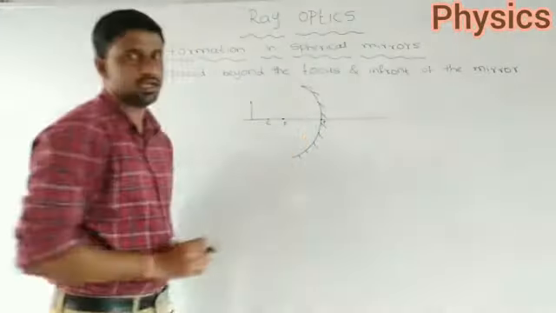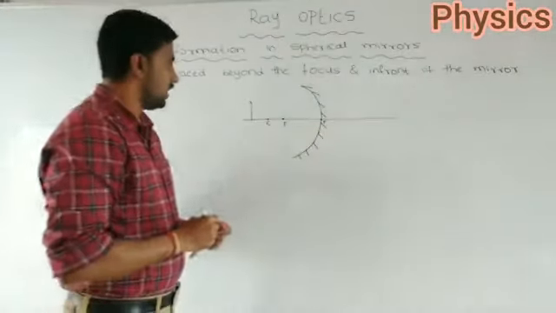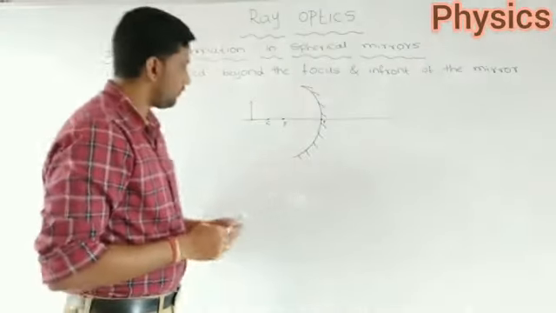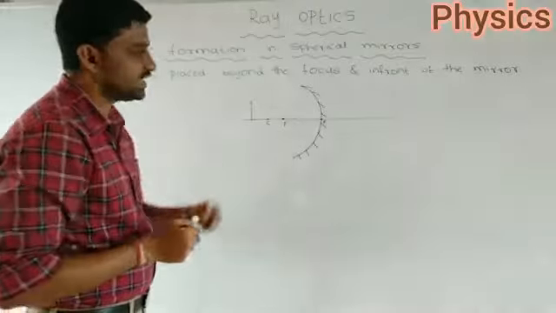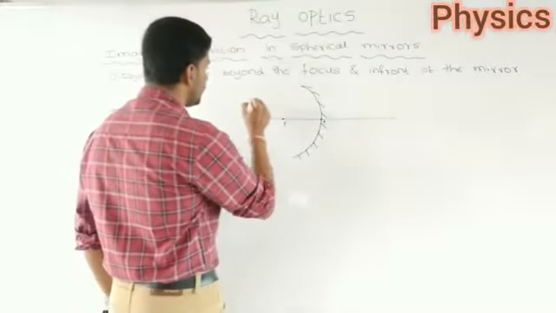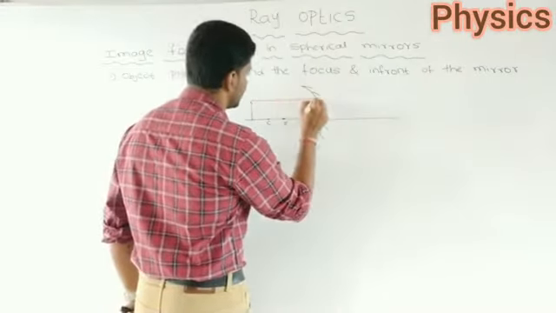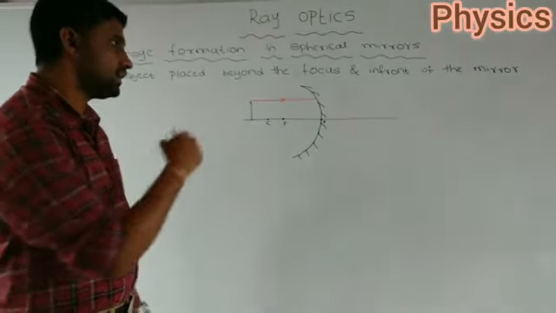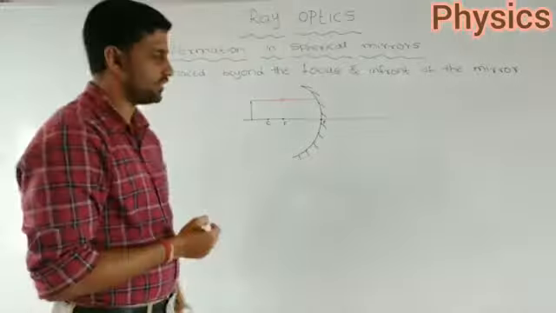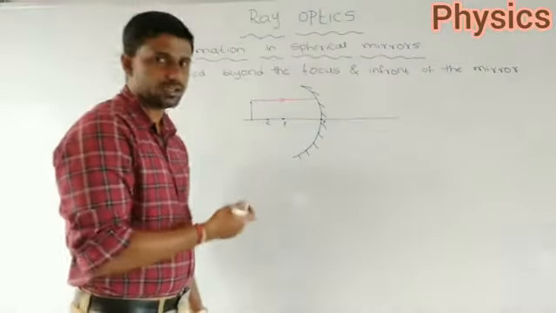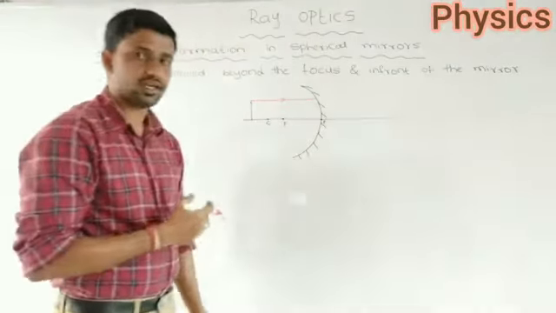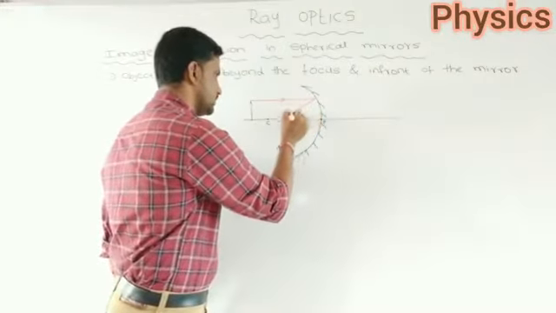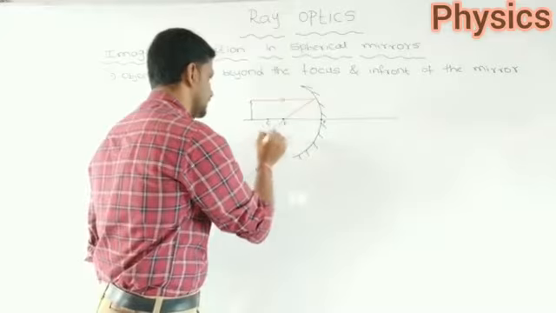I am here going to take different rays of light. The first ray of light originates from this object, parallel to the principal axis. The light is incident exactly parallel to the principal axis. When it hits the reflecting surface, it will reflect back. That reflected ray should pass through the focus, like this.